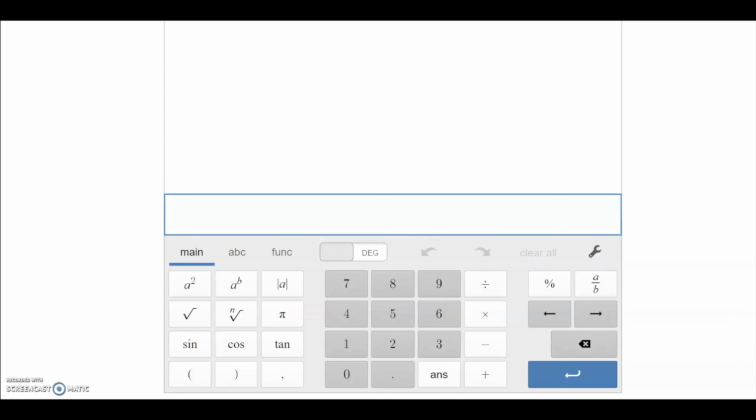This one is the Desmos Scientific Calculator. The link is in Google Classroom if you would like to use this one. Just remember that it needs to be in degrees. So that middle top where it says degrees, that's the setting that you want it to be on. Then we just write in 15 times tangent of 40, and we get 12.58.